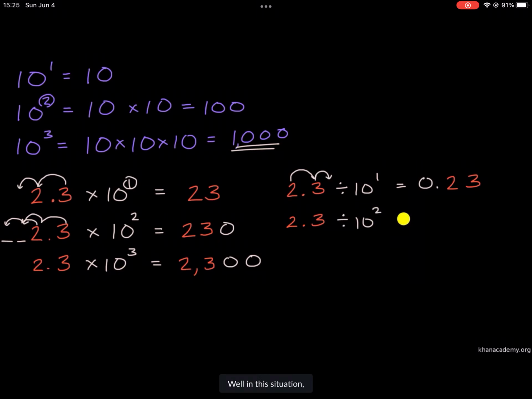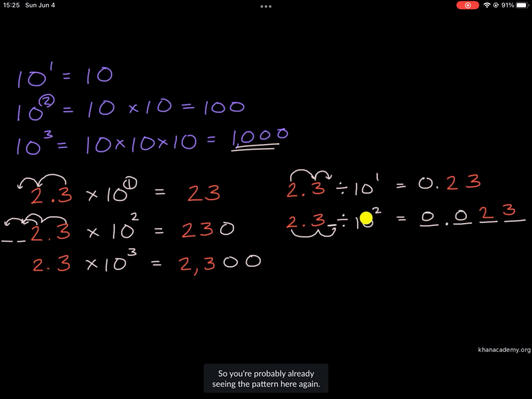Pause this video, try to figure out what that is. Well, in this situation, we are going to shift all the digits 2 places to the right. And so let me put my places here. So that's the ones, tenths, hundredths, thousandths. The thing that's in the ones place, this 2, won't just go to the tenths, it'll go to the hundredths place, which you don't quite see here. It's right over there. So the 2 is going to show up here. And then the 3 is going to shift 2 places to the right, and so it's going to end up there. And we have 0 ones, and we have 0 tenths.